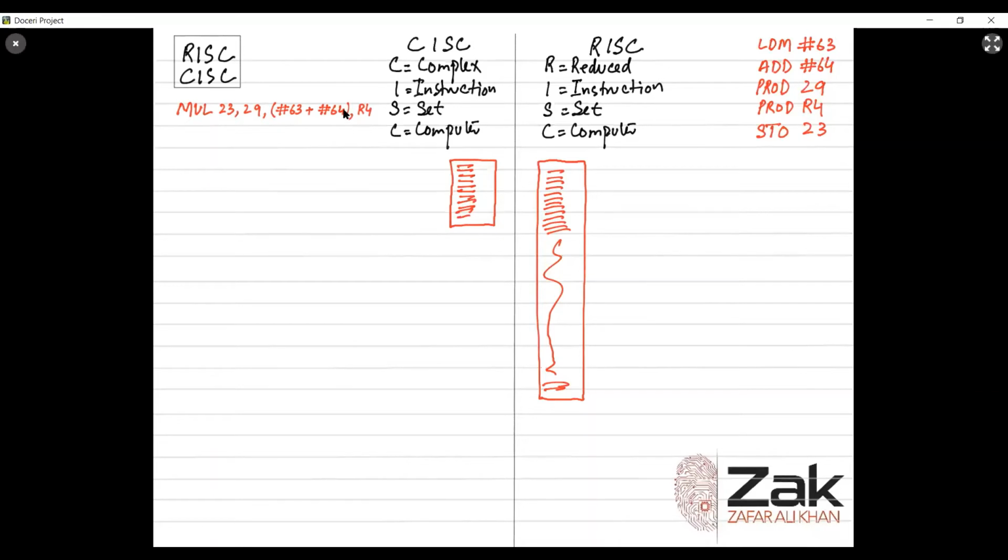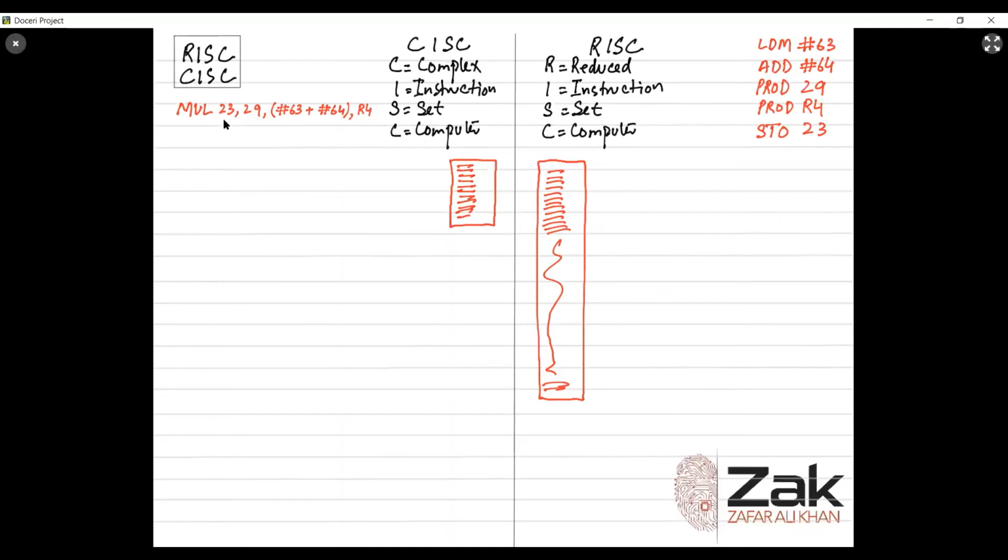What will happen? 63 and 64 will be added first, and then they will be multiplied with 29. The result will be multiplied by the content of R4, and the whole thing is then saved to the 23rd location, address 23 in memory. So how many instructions are there? One. But that one instruction is complex. Why is it complex? Because now the programmer is expecting the processor to do the rest. Over here, all the processor has to do is just follow one instruction at a time, and that's it, no more complexities.